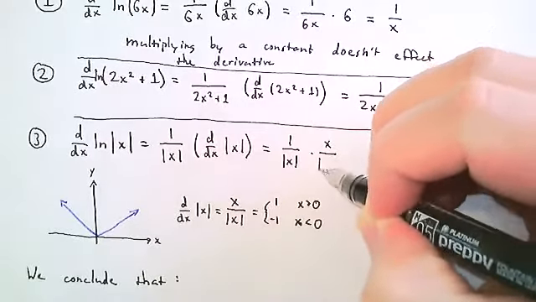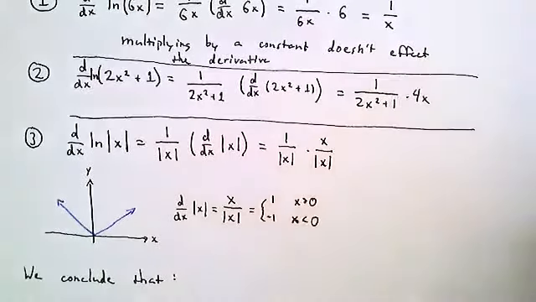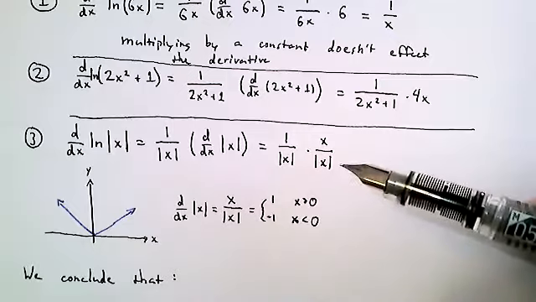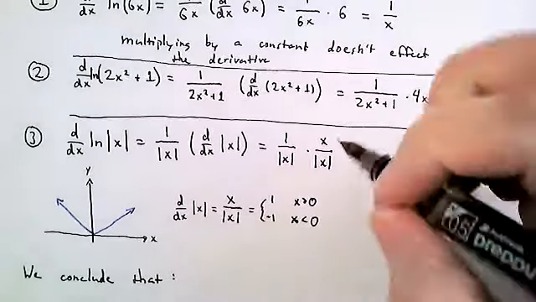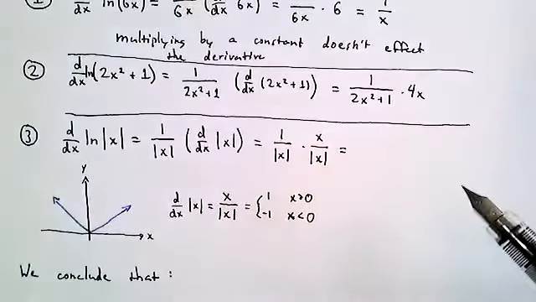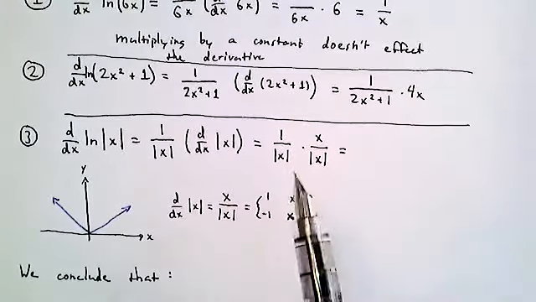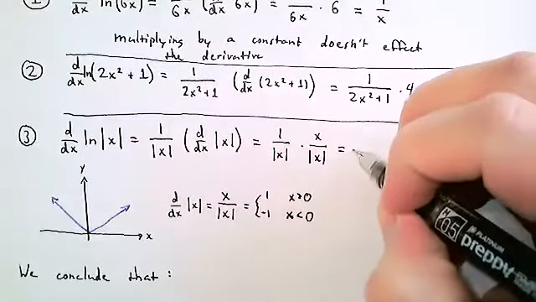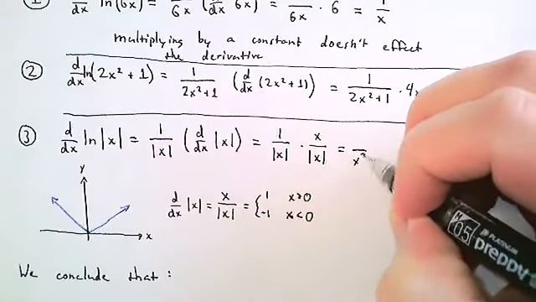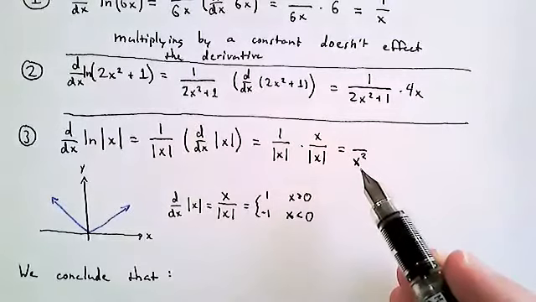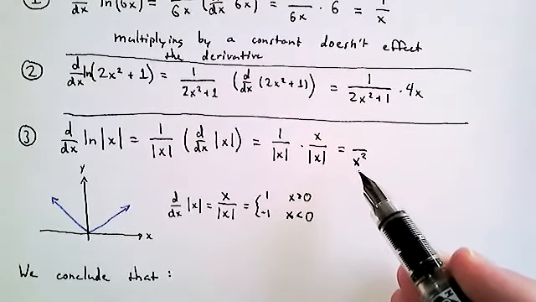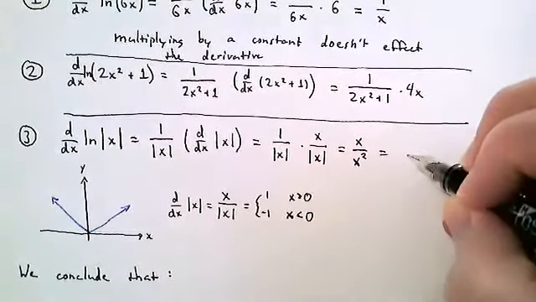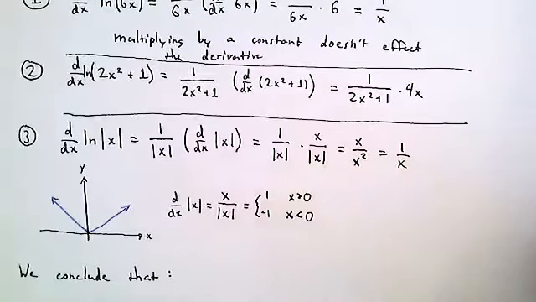So here's the derivative after we plug in. So we have 1 over the absolute value of x times x over the absolute value of x. Okay, and now I do want to simplify this just a little bit. The absolute value of x times the absolute value of x is actually x squared. We can drop the absolute values. And the reason for that is that when we square a negative number or a positive number, it always comes out positive. So we can just drop the absolute values. And that helps us simplify. This is just 1 over x.